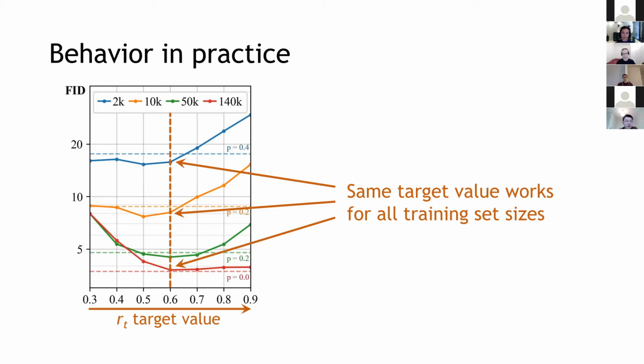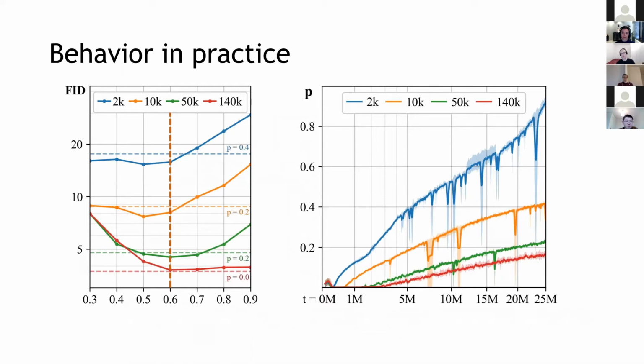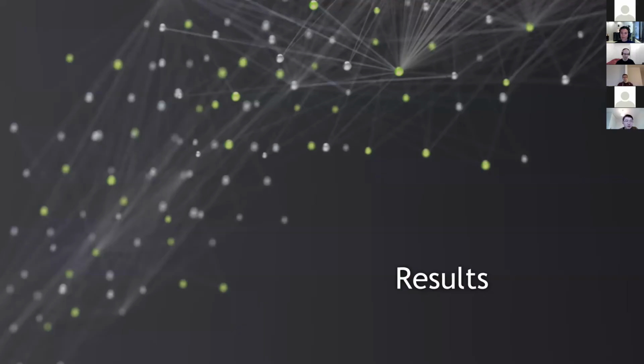Here's an example of how the probability evolves over the course of training. We can see that smaller datasets naturally lead to higher amounts of augmentation, and the value also tends to increase over time to compensate for the drift that would happen otherwise. So now that we have a complete working technique, let's see how well it does.